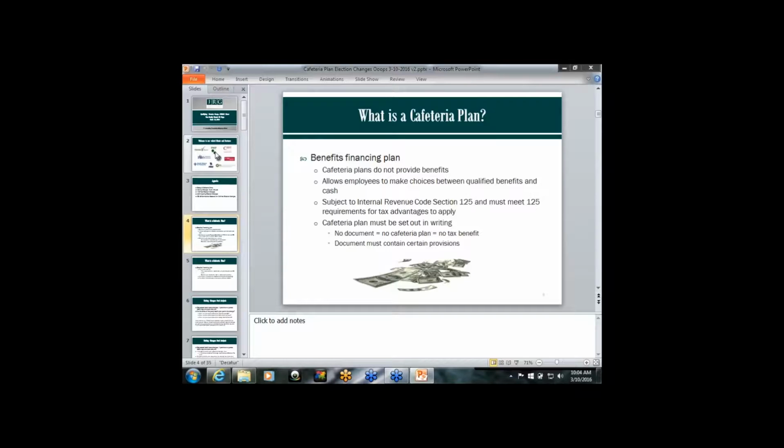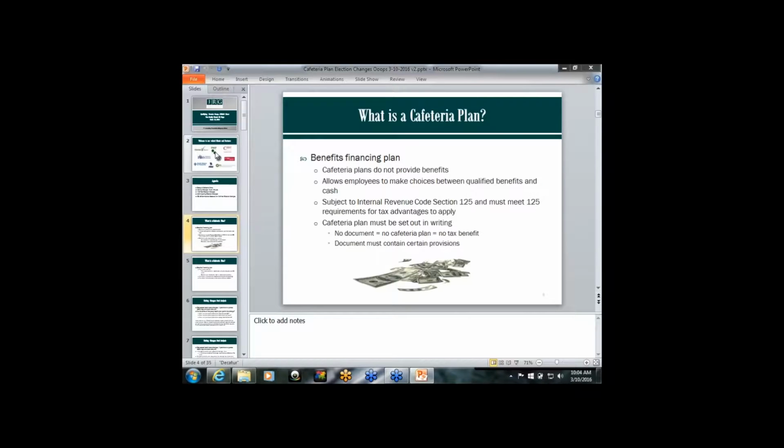So recapping, what is a cafeteria plan? As a reminder, it's not a benefit in and of itself. We mentioned last time, you can't get medical care or dental care there. However, it's a funding vehicle for employees. It gives employees the opportunity to elect between cash, which is a taxable benefit, and non-taxable benefits. It's subject to Internal Revenue Code 125, and that's why some of us call them 125 plans, and it has to meet all of those regulatory requirements.